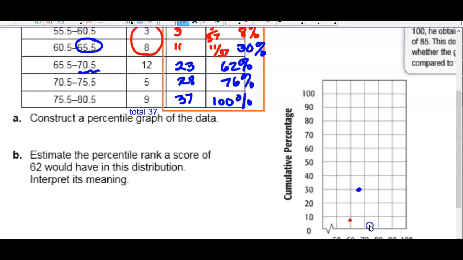All right, again, we're using these. So at about 70, we were up to 62%. At a score of 76, we were up to 76%. And at a score of just over 80, we were up to 100%. So if I were to try to connect those, and we know how that goes when I try to draw a straight line, something like this.